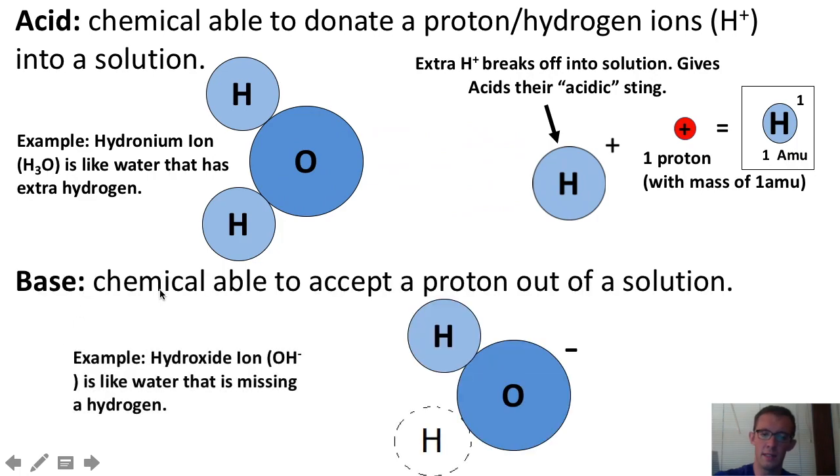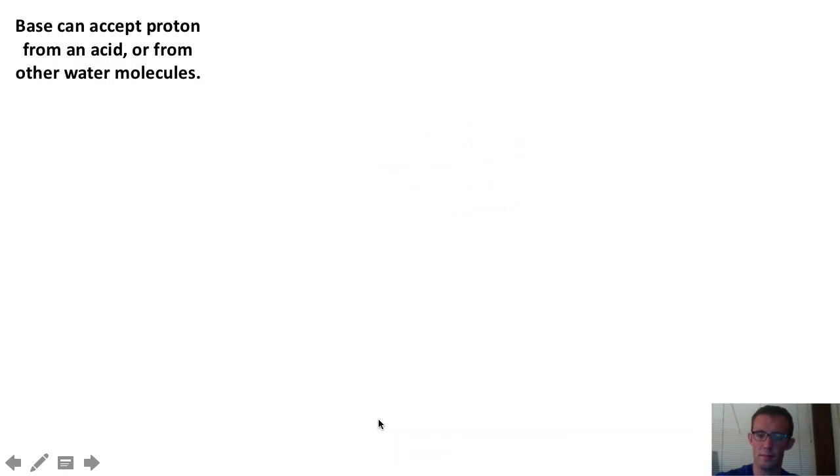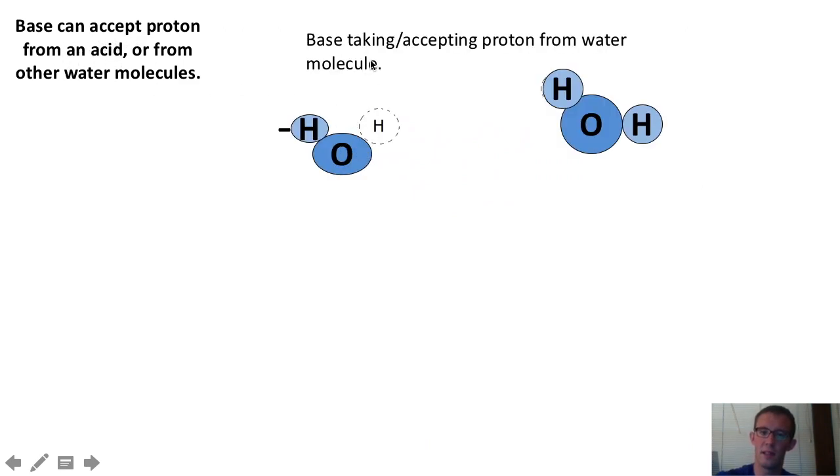Whereas a base is the opposite. A base is a chemical that's able to receive a proton, take a proton out of solution. And so a classic example of this would be a hydroxide ion, which is like a water molecule, except that it is missing a hydrogen atom. And so a base can accept a proton either from an acid or from other water molecules.